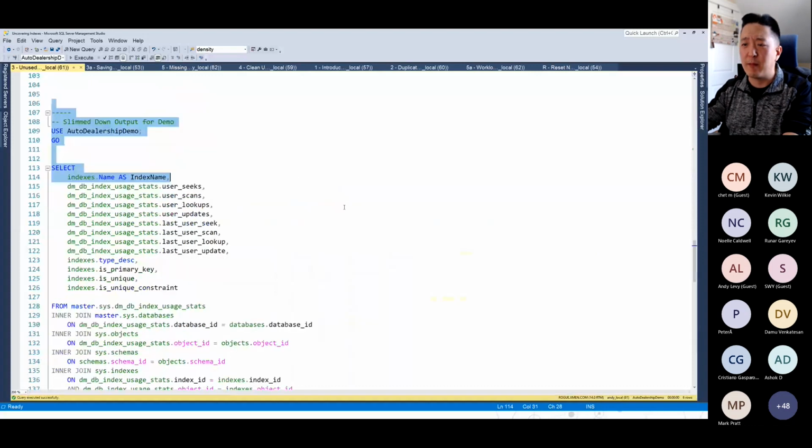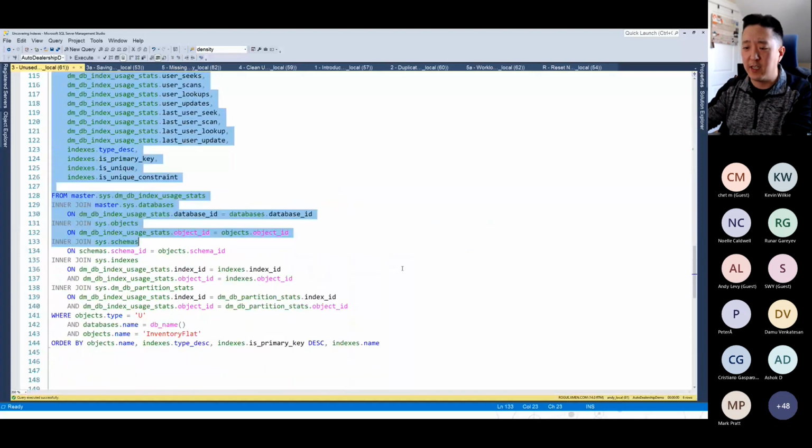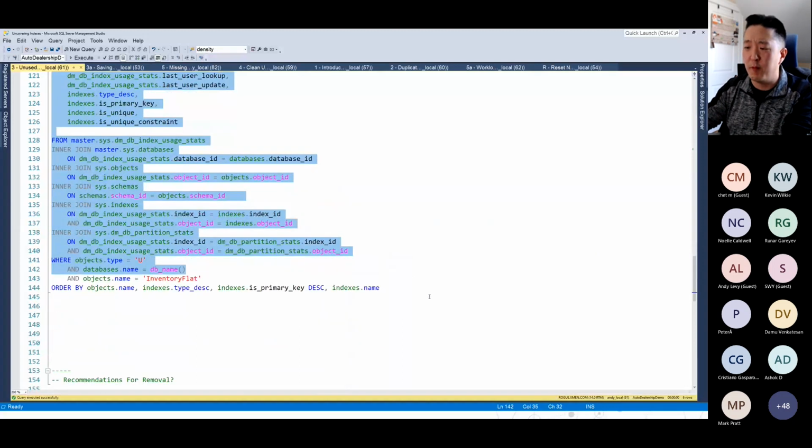For demo purposes, I'm going to use a slimmed down version of my diagnostic query. And again, remember the diagnostic query is available up on my GitHub.